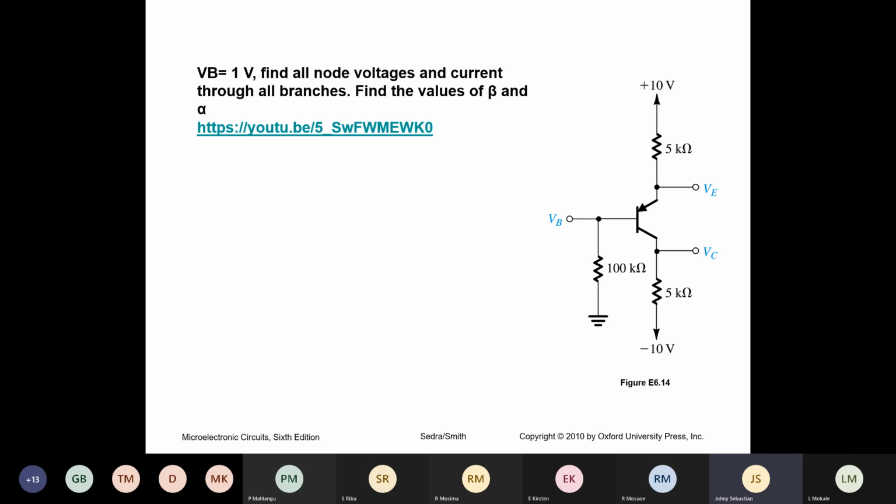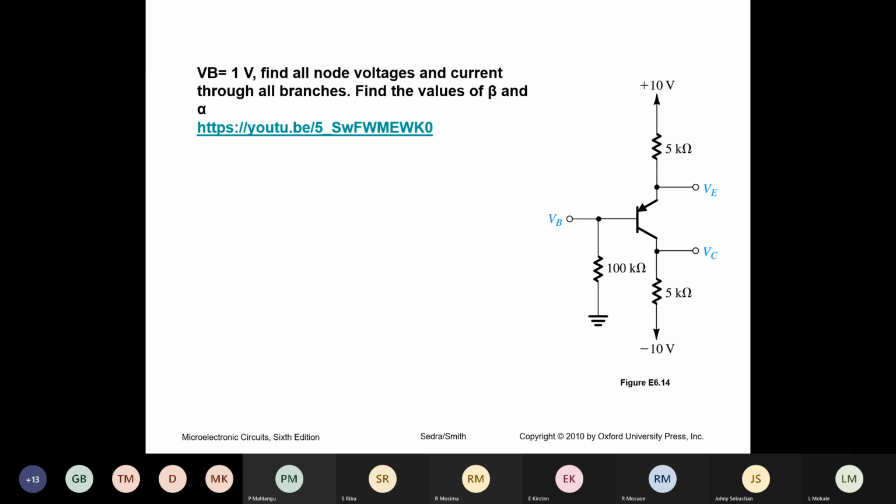Then, if you have 1 volt at the base, add VBE, you get emitter voltage. Remember, this is a PNP transistor. You have to add the voltage. This arrow indicates direction of current flow. That means if you need current to flow in this direction, voltage at the emitter must be more than voltage at the base. That is why when we go across the arrow, you add. When you go through the arrow, you subtract.